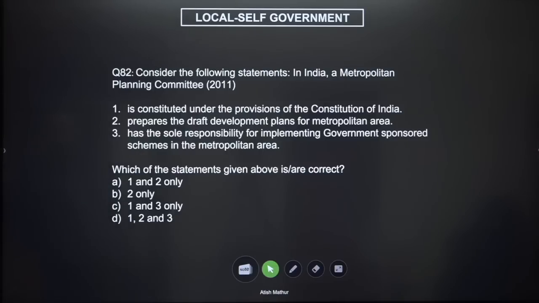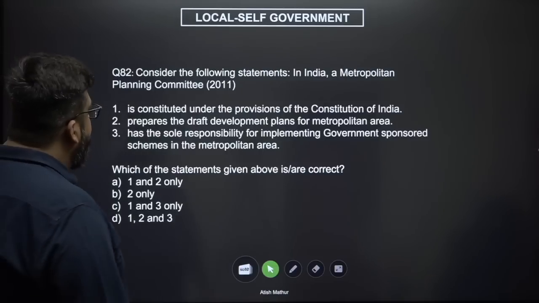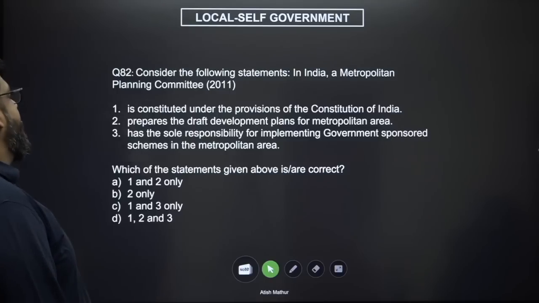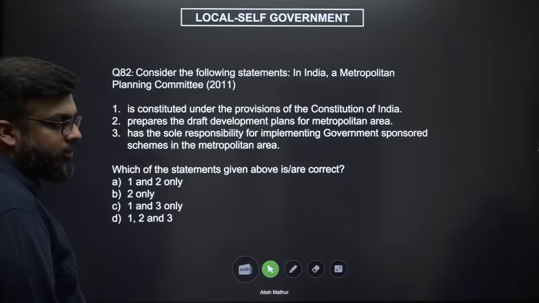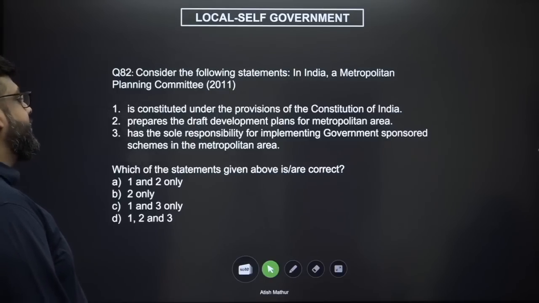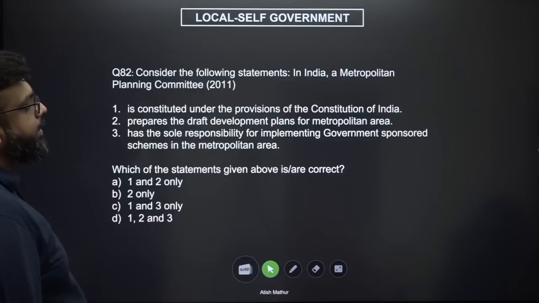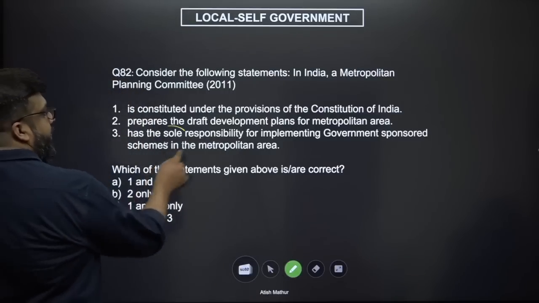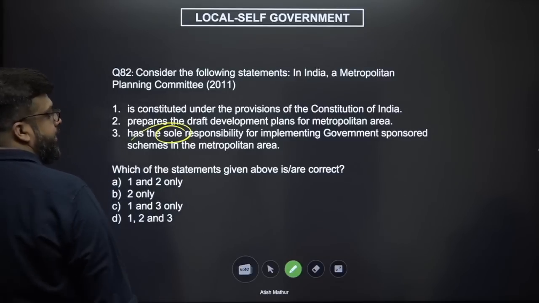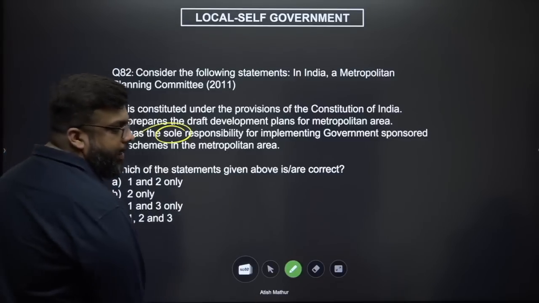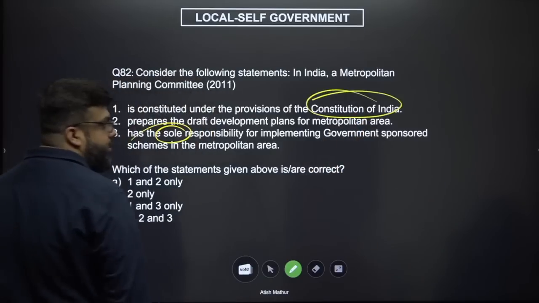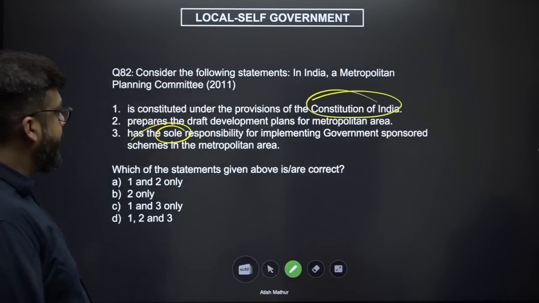Consider the following statements. In India, a Metropolitan Planning Committee, now this is a toughie, is constituted under the provisions of the Constitution of India. It prepares the draft development plans for the metropolitan area. It has the sole responsibility for implementing government-sponsored schemes in a metropolitan area. It is the only one who is supposed to implement government-sponsored schemes, and what is the bureaucracy going to do in urban areas? It says constituted under the Constitution of India, which means the Constitution should talk about it. I don't think it does.